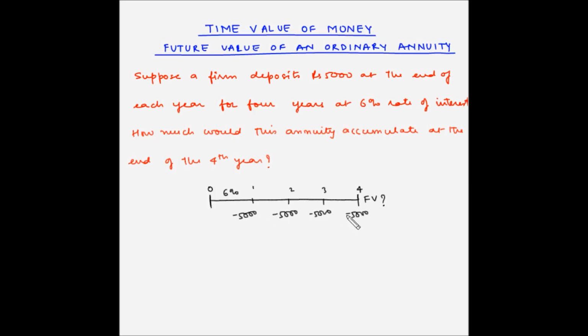Now each of these investments will grow at 6% compound interest per annum. So this first investment will become FV1. The second investment will become FV2. Third investment will become FV3. The fourth investment does not have any time to accumulate interest, so this will be as it is, and this will be FV4.